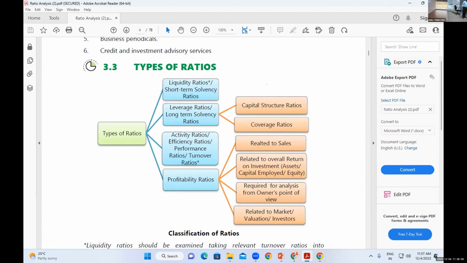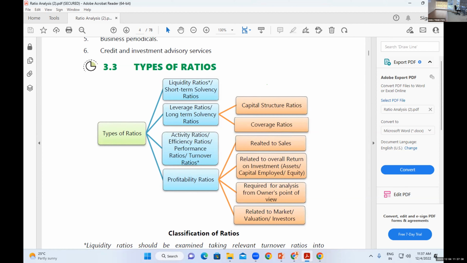Look at this. Short-term solvency, otherwise liquidity. Long-term solvency, otherwise leverage, activity ratios, and then profitability. There are 4 broader categories, 4 families of ratios, 4 groups of ratios we have. I repeat again: solvency ratio, liquidity ratio, activity ratio, profitability. But all 4 may have different names also. Don't confuse with that. Liquidity ratio is otherwise called short-term solvency. Long-term solvency ratio is otherwise called leverage ratios.